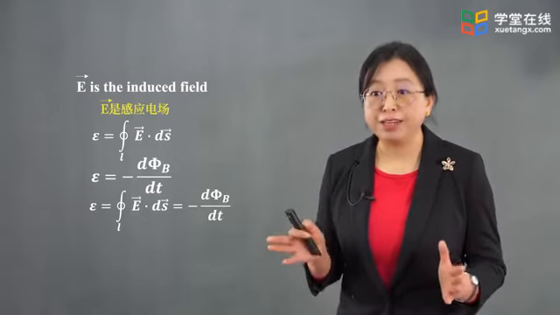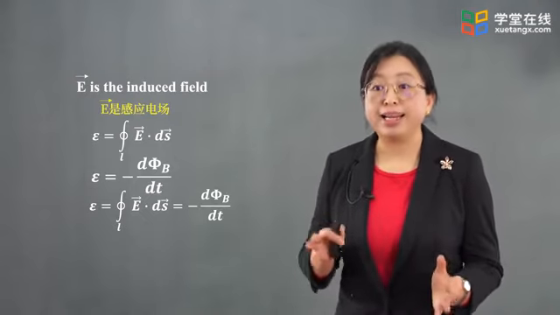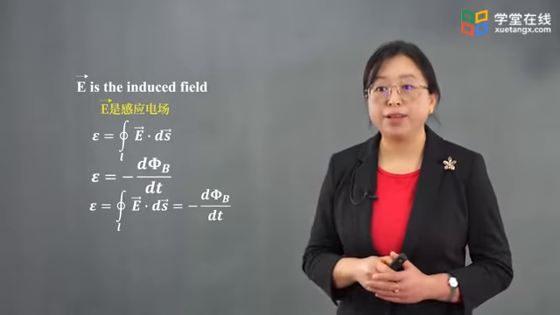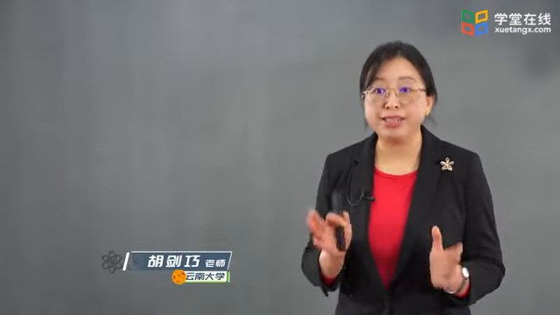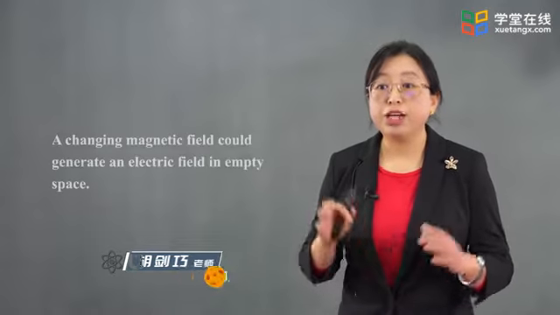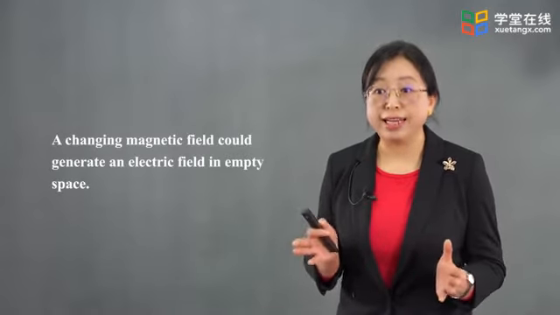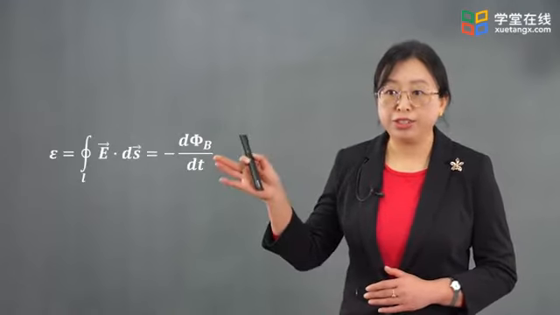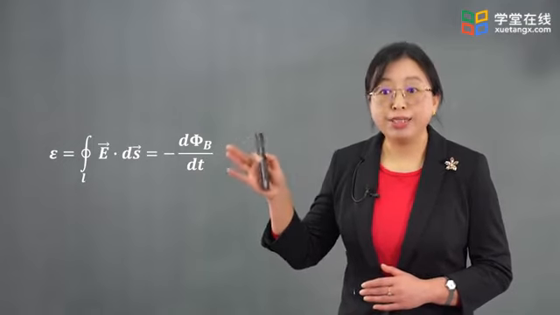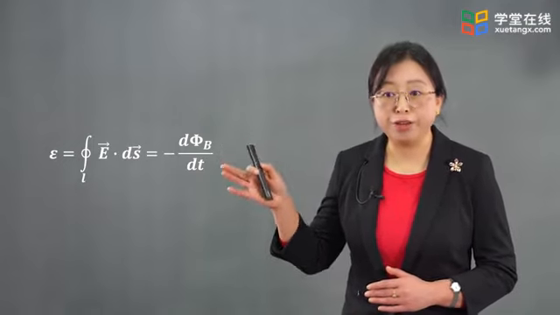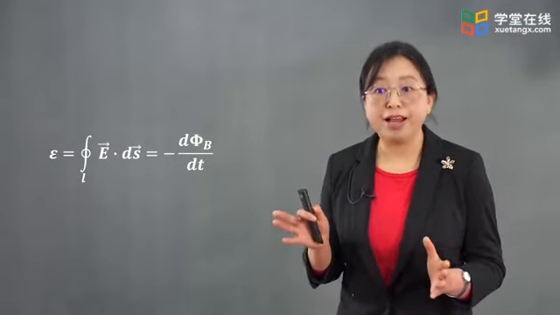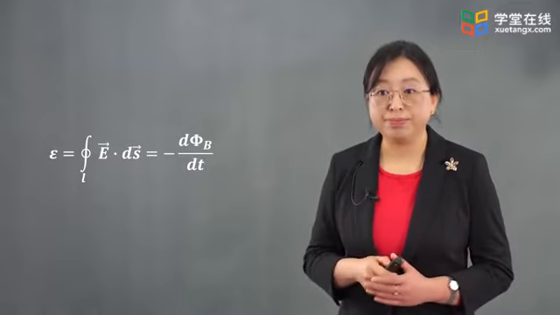Therefore, if the magnetic field is changing with time, the electric field is induced no matter whether there is a loop or not. Just like the electrostatic field, which is independent of the presence of the test charge, a changing magnetic field could generate an electric field in empty space. From this expression, you may notice that the closed line integral of the induced electric field is obviously not zero. This is totally different from the electrostatic case.